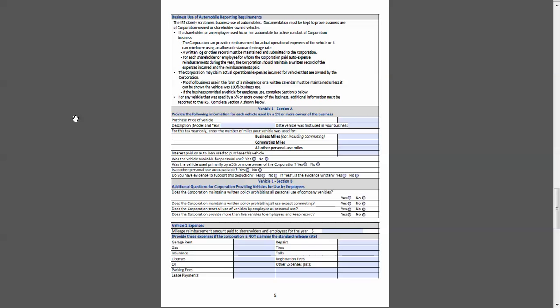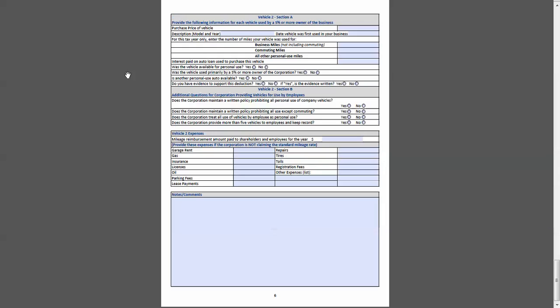Page 5 and 6 is the beginning of the vehicle worksheets. Be sure to read the bullet points listed here and then complete the section if you used a vehicle or vehicles for business purposes. Be sure to complete each field and answer each question in this section.